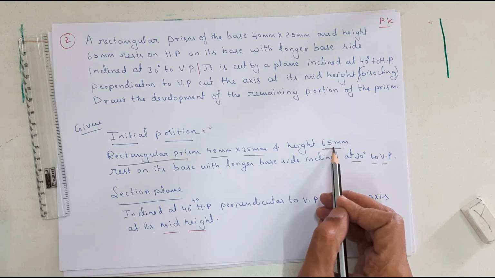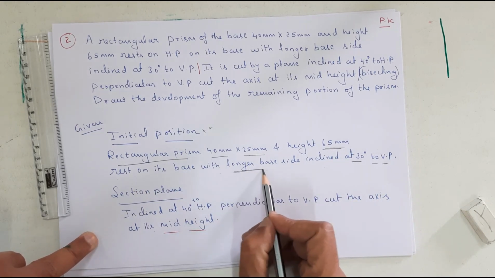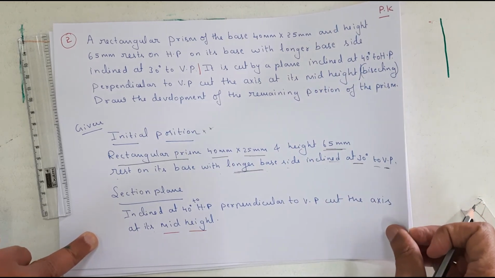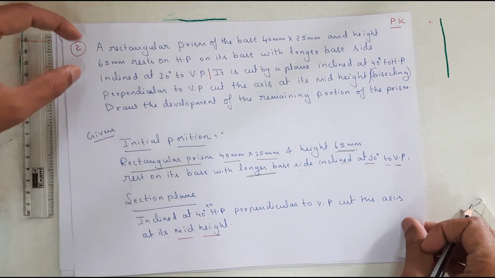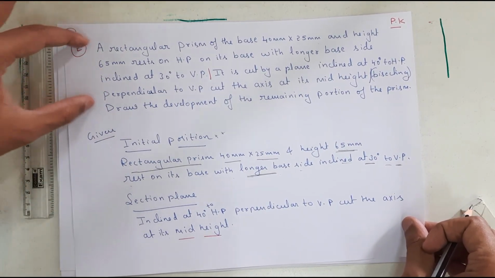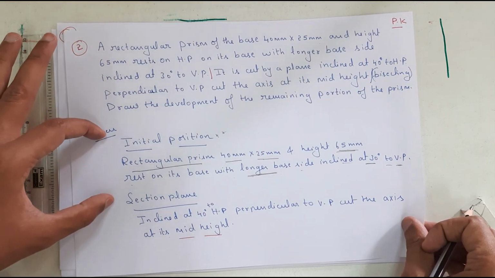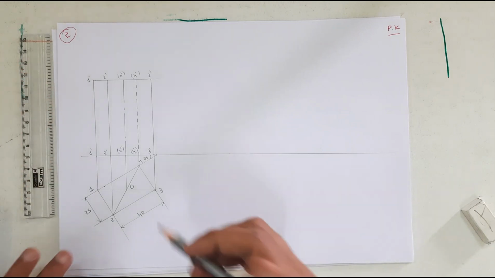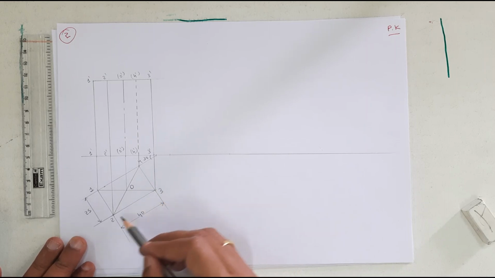Height of the prism is 65. They are telling that the longer side is inclined at an angle of 30 degree to VP. This is the initial position that I had taken from the problem. Please go through the problem carefully and know how I have written this. Now, see what is given. This is the longest edge 4 to 1 and also 3 to 2.